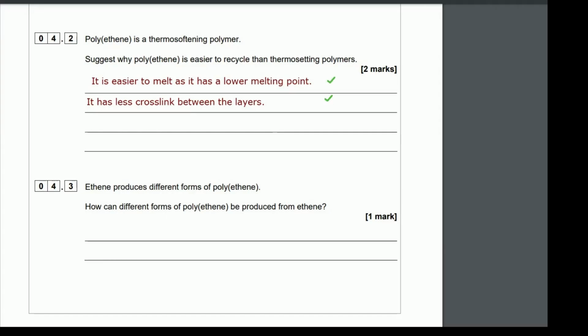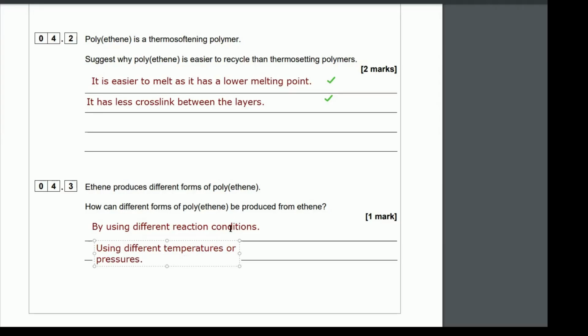All right. Let's go to this question here, 4.3. Ethene produces different forms of polyethylene. How can different forms of polyethylene be produced from ethene? By using different reaction conditions. So what do we mean by reaction conditions? Maybe a different catalyst or using different temperatures or pressures. So reaction conditions are normally a pressure, a temperature, or a specific catalyst that is needed for specific reactions.